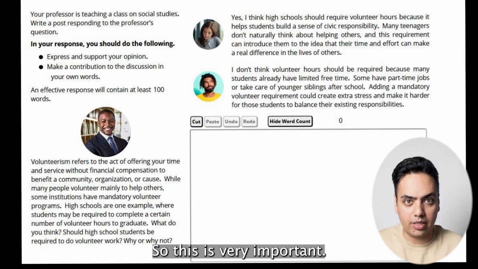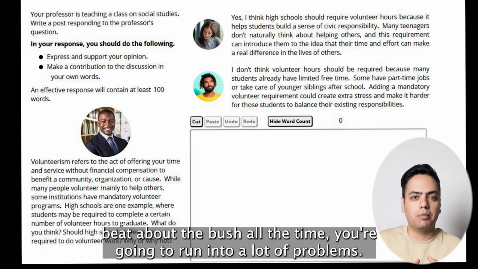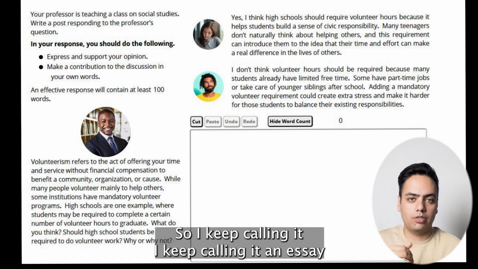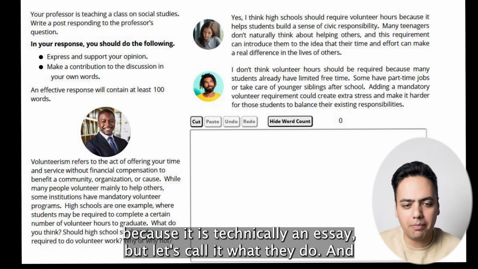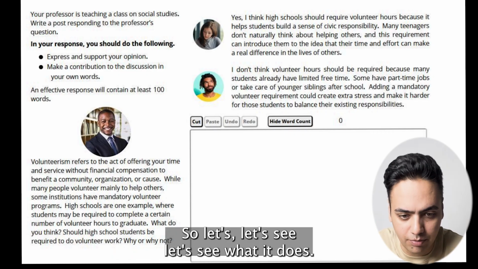So this is very important. If you're somebody who gives a lot of unnecessary details, if you beat about the bush all the time, you're going to run into a lot of problems. So I keep calling it an essay because it is technically an essay, but let's call it what they do, and we call it a response to a discussion. So let's see what it does.